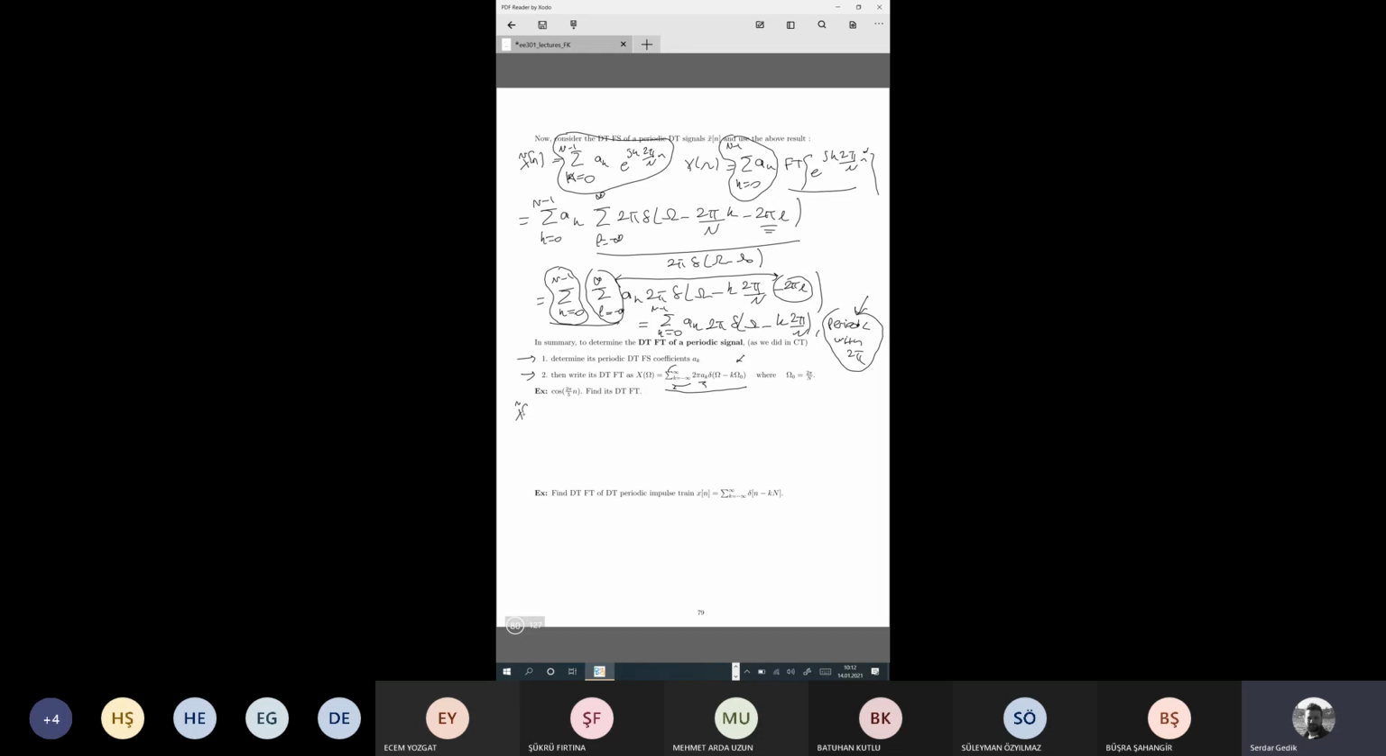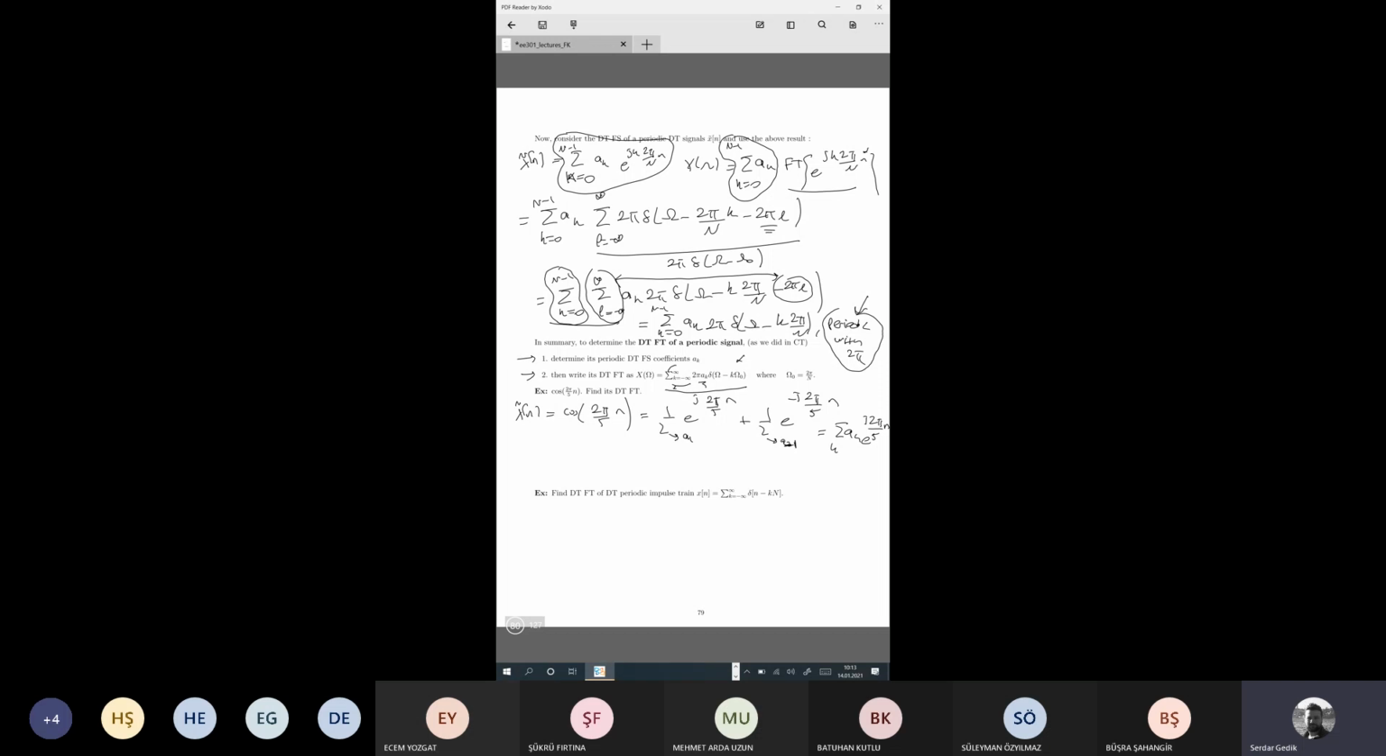So a simple example: cosine of 2 pi over 5 n, find its discrete time Fourier transform. So x tilde of n is cosine of 2 pi over 5 n, and it's equal to 1 over 2 e to the power j 2 pi over 5 n plus 1 over 2 e to the power minus j 2 pi over 5 n. So this is a_1, this is a_minus 1, sorry, this is a_minus 1. And this equals, of course, the summation over k of a_k e to the power j 2 pi over 5 n.